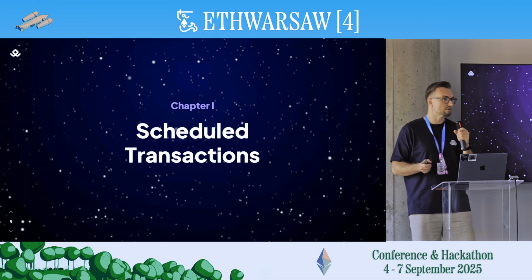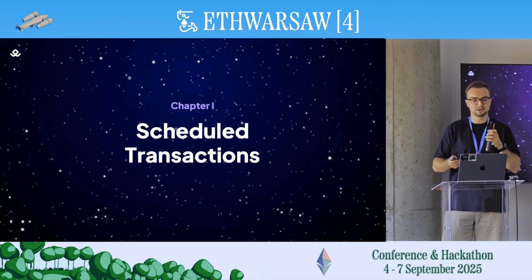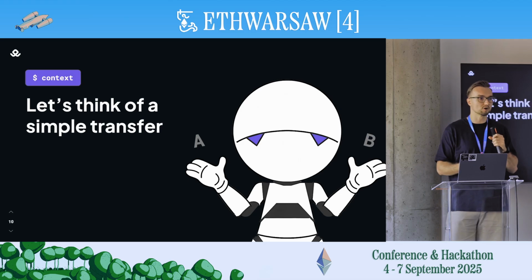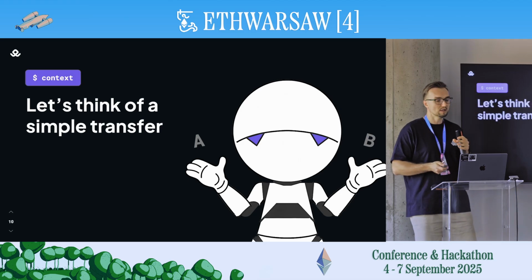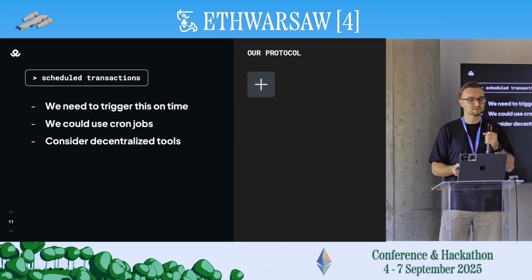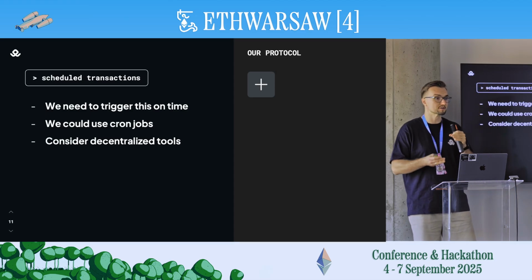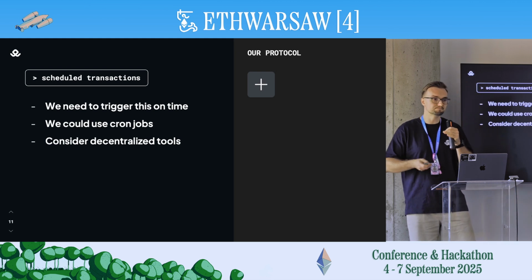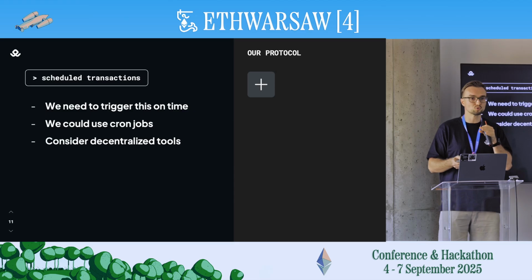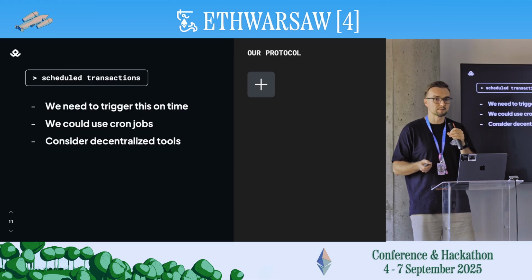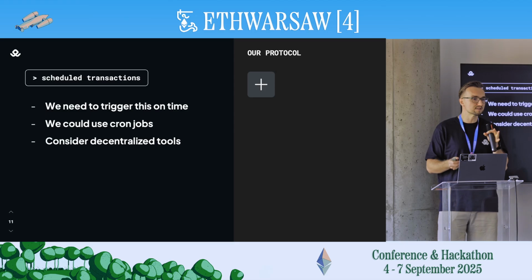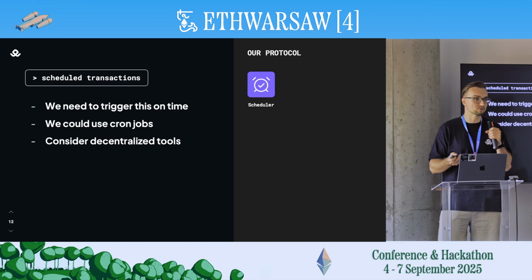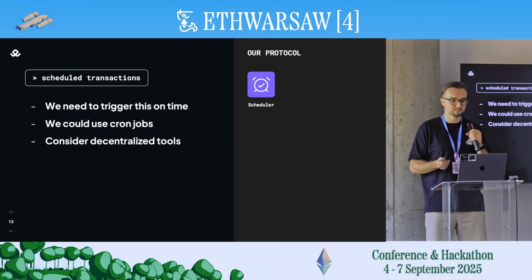We're going to start with a simple interaction like a scheduled transaction. Let's think of a simple transfer that you want to automate. Alice wants to send funds to Bob, and you need to trigger this at a specific time. You could use a cron job to do this, and you could potentially use some centralized tools like Gelato or OpenZeppelin Defender. It's a simple thing. That's why we're starting with simple features. So we have got schedulers in the protocol that you can use.